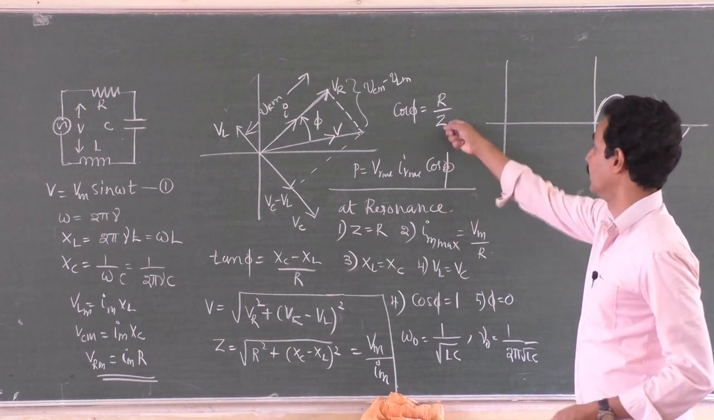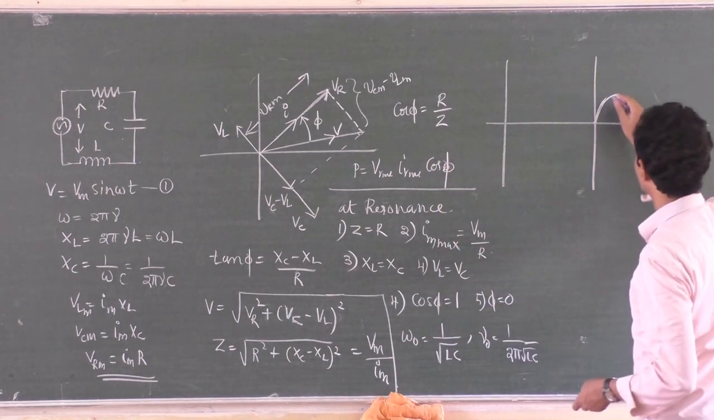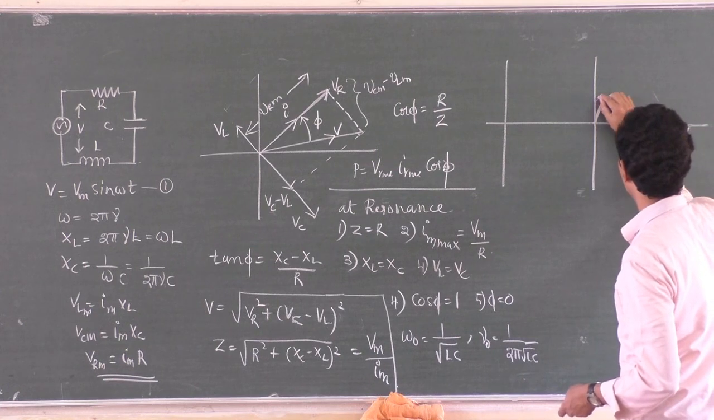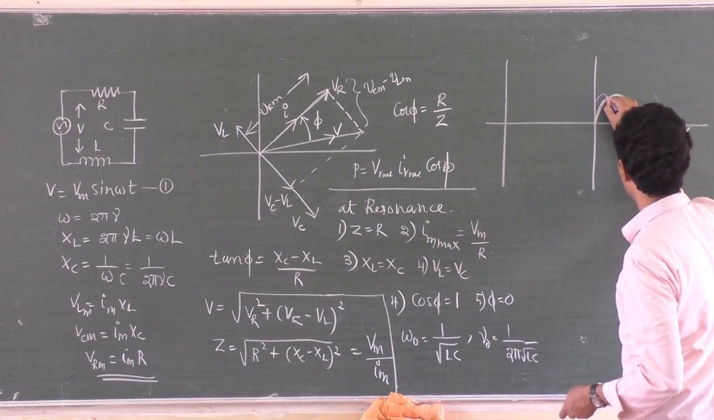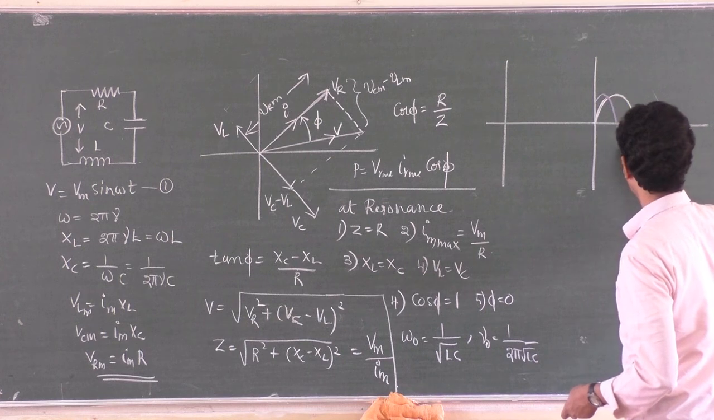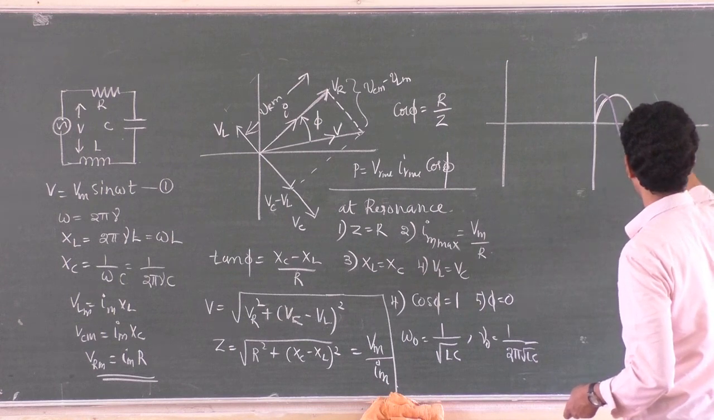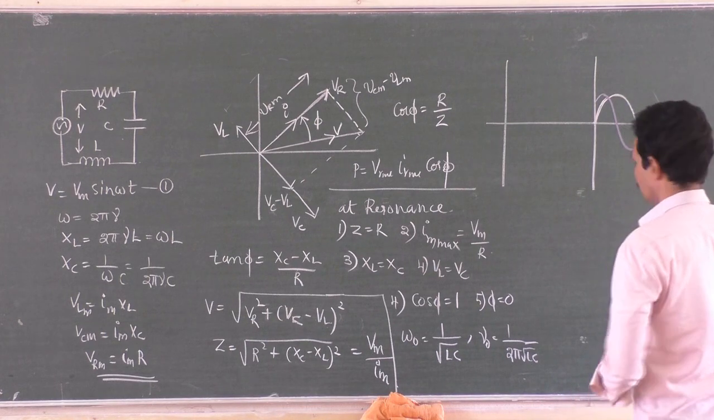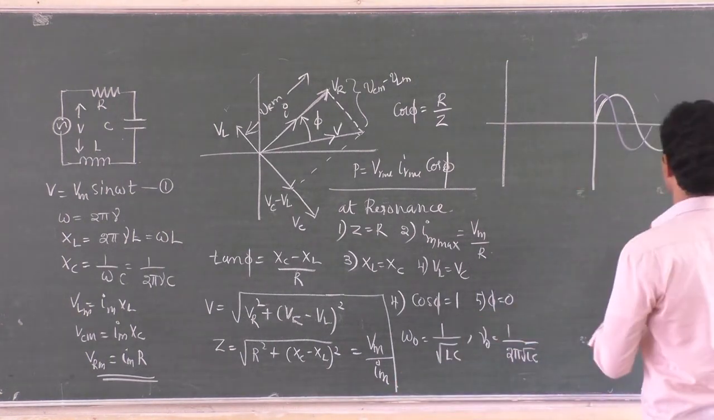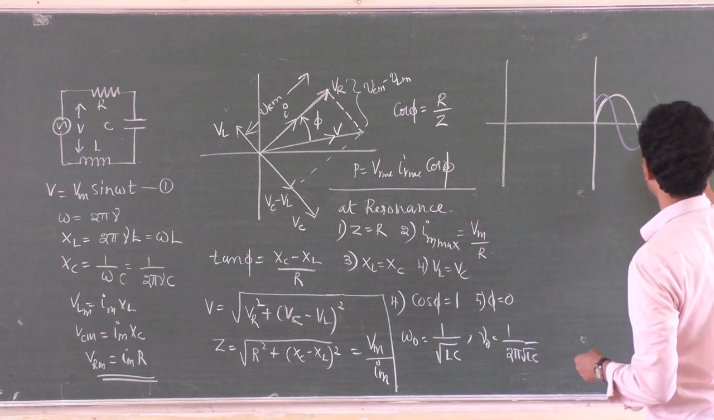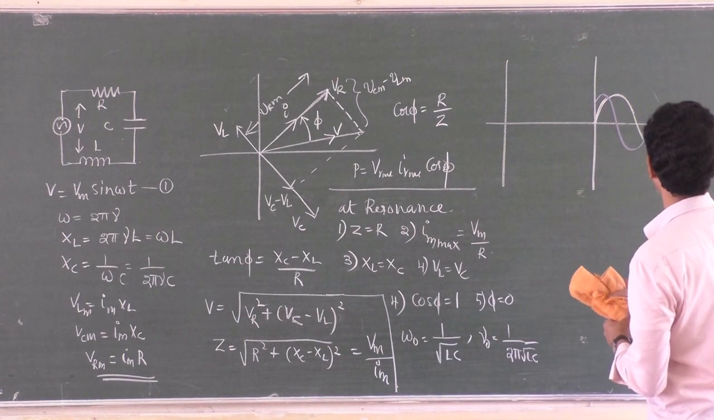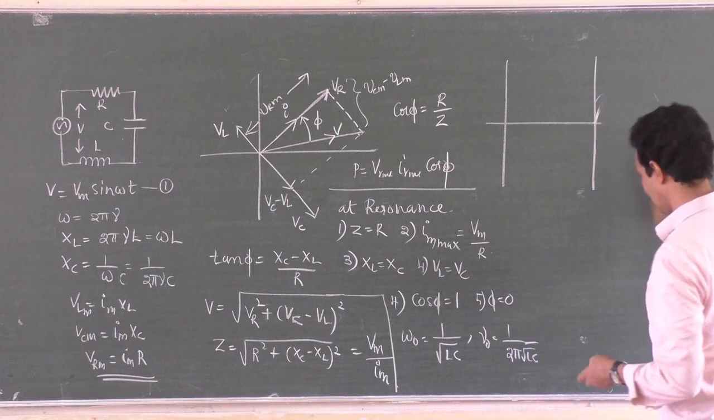Cos phi is formed here, right? So you have to start from somewhere here, this one. Its peak value will be somewhere here, and it will be following this one. Okay, right, you have to shift it a little bit, right? Yeah, I will draw this again.